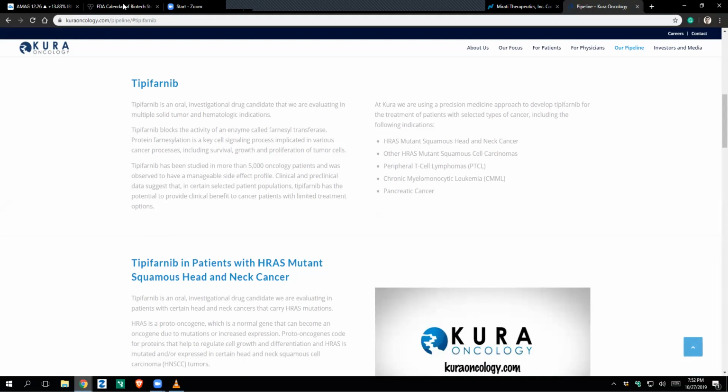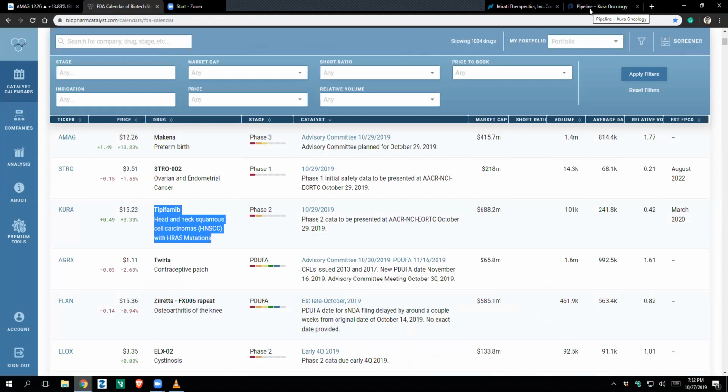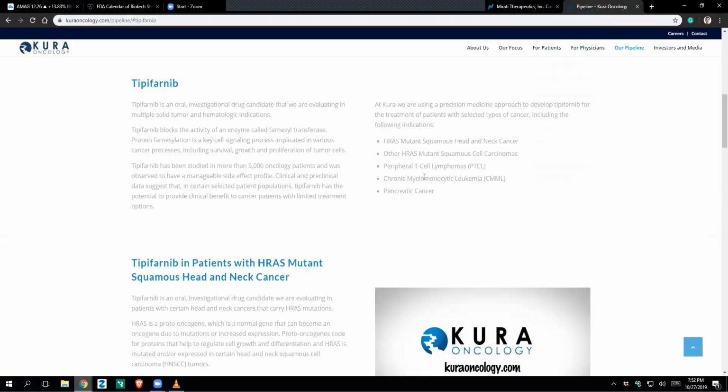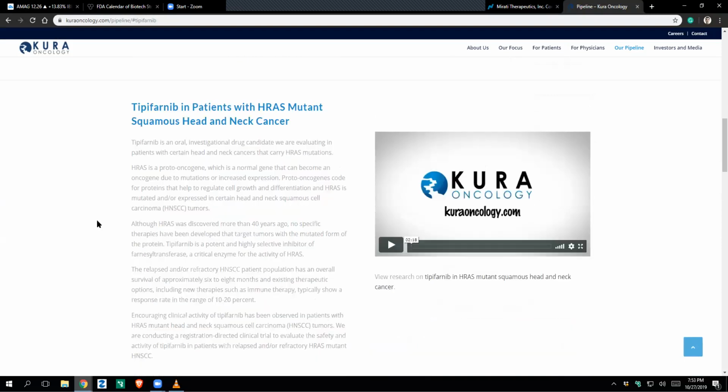So this is HRAS mutant squamous cell cancer. Yeah, this is the data they're going to be presenting. They are also testing it in other cancers: peripheral T cell lymphomas, chronic myelomonocytic leukemia, pancreatic cancer. Okay, so let's look at this. HRAS is a proto-oncogene, which is a normal gene. This gene was discovered 40 years back, but there are no therapies against it. Tipifarnib is a selective inhibitor of farnesyl transferase, which is a critical enzyme in the activity of HRAS.